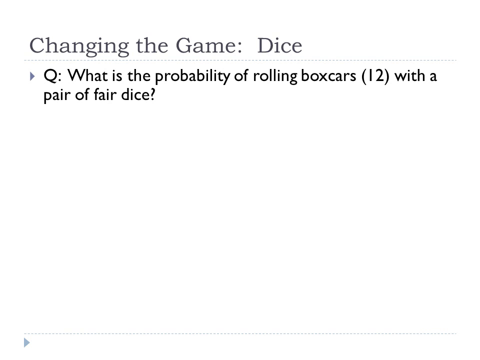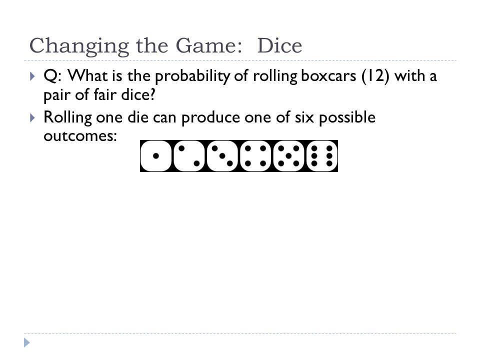Boxcars is 12. They call it boxcars because if you put those 2 dice back to back, it looks like 2 train cars, maybe. I don't know, if you use your imagination. Right? But so we want to know what the probability is of rolling a 12 with a pair of fair dice. All right, so we have 2 dice, and each individual die can produce one of 6 possible outcomes: 1, 2, 3, 4, 5, or 6.